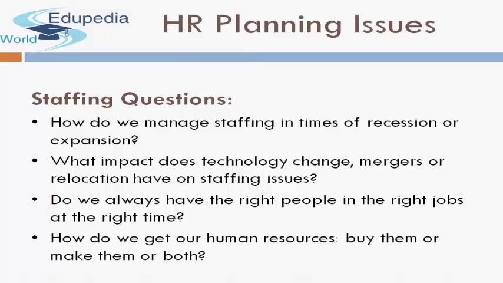How do we get a human resource? Buy them or make them or both? For example, when I was talking about technological change, there are two options. Either you hire people who know that technology, or you train your current employees. That is something which the HR has to decide, keeping in mind the technology, the need of the organization, and the expenditure which would be required to recruit or to give training. So everything needs to be kept in mind, and then a final decision is taken.